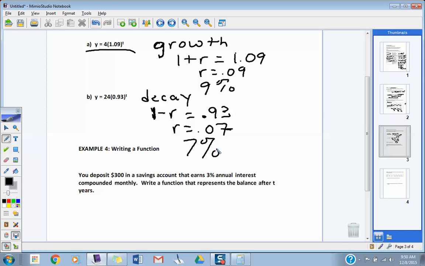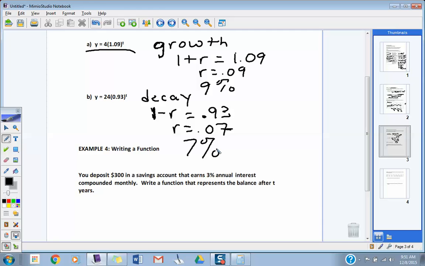Guys, number 4 says the following. You deposit $300 in a savings account. So how much are we starting with? $300. And we're investing at what percent? 3%. But we're not just compounding that once a year. It says it's compounded how? Monthly. So how many times are we going to get some extra interest on our investment? 12 times in a year, right? It says write a function that represents the balance after t years.